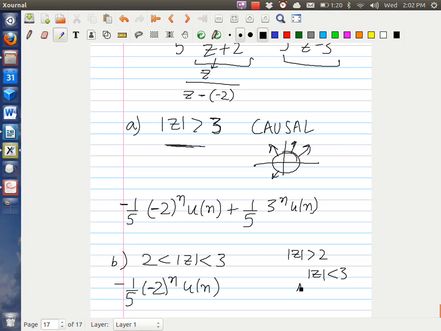it means you need the anti-causal solution, which is going to be, so the 1/5 is already there, and then the negative sign, 3 to the n u of minus n minus 1. So that's for this particular ROC. So this is the causal version, this is the anti-causal version.